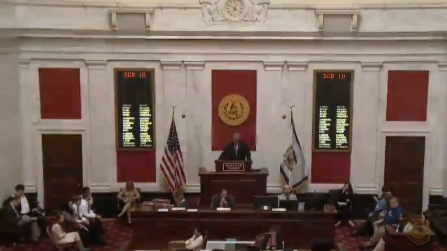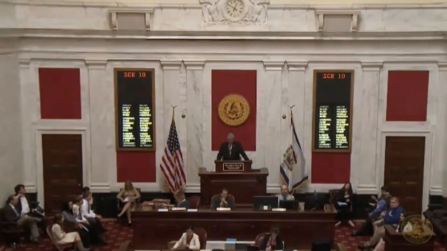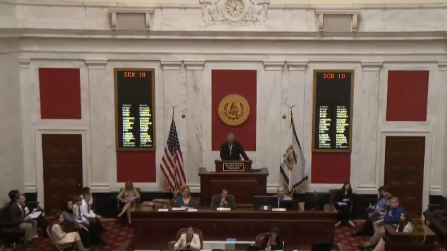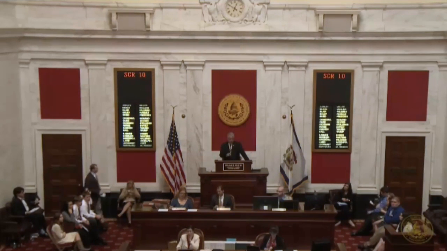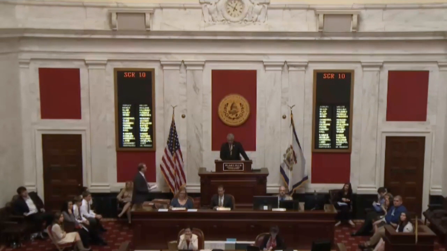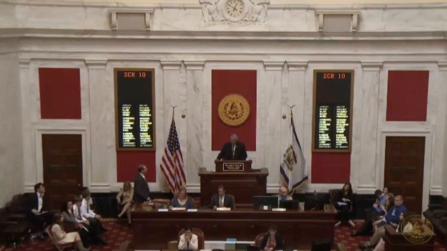Question for the Senate is adoption of the resolution. All those in favor will say aye. Aye. All those opposed will say no. No. The ayes have it. The senator from Marshall demands a division of the body. Question for the Senate is the adoption of the resolution. All those in favor will please stand.